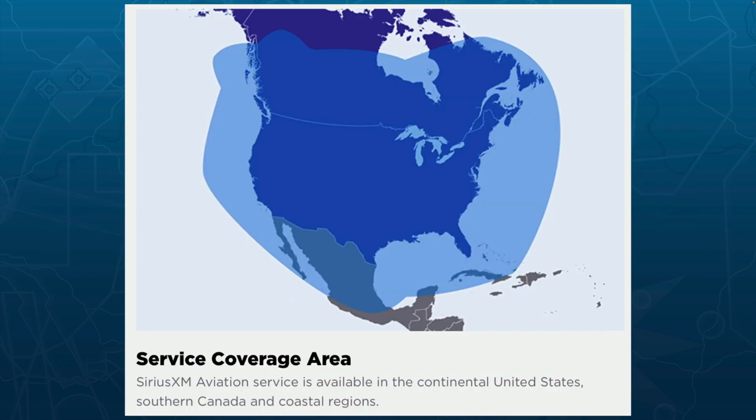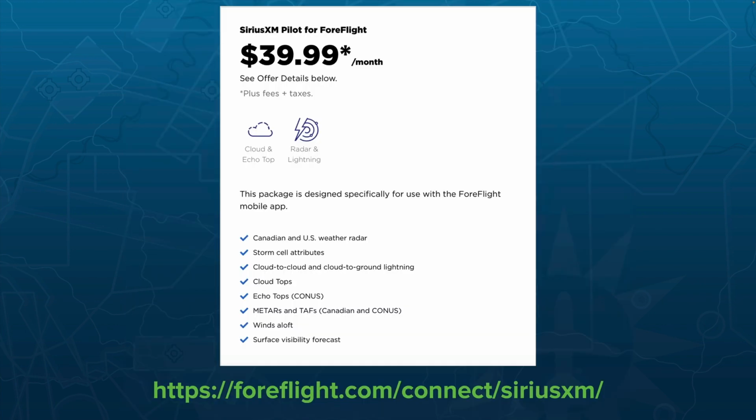Here is the service coverage area of the Sirius XM weather. It basically covers most of Canada, except if you're flying up in the extreme north, but it does have very good coverage. And here is the monthly subscription plan that you would have to subscribe to for the receiver itself. So it is a monthly fee in addition to the actual receiver itself, but it is a complete weather solution for Canadian pilots that have a ForeFlight subscription as well. So highly recommended if you're looking for that in-flight weather.